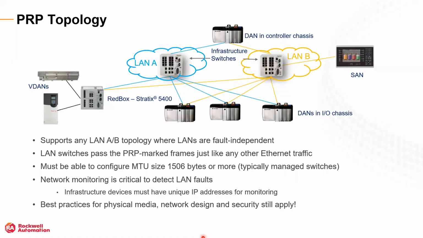One of the things we saw in the ControlNet days, when we made the switch to Ethernet, is we would always hear that ControlNet was awesome because we could do two LANs, LAN A, LAN B. We didn't quite have that capability with the DLR architecture that we just talked about. With the addition of PRP technology coming into our products, we now have the ability to run 2 separate Ethernet LANs. That's a similar approach to our ControlNet days.